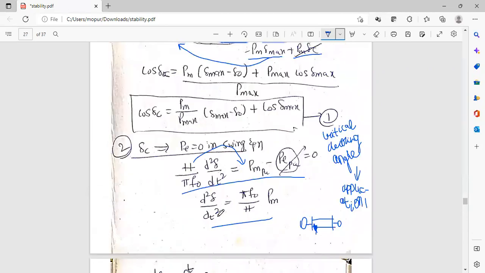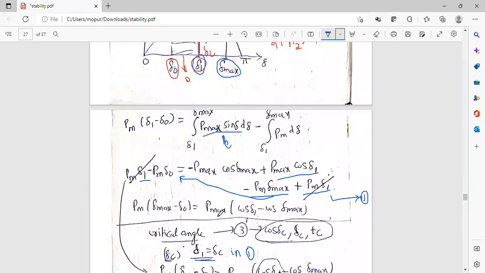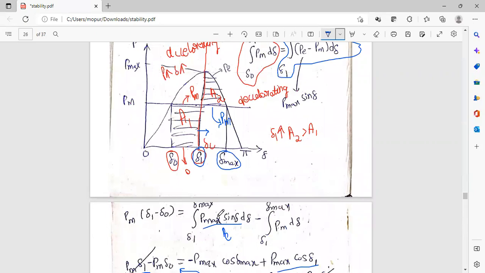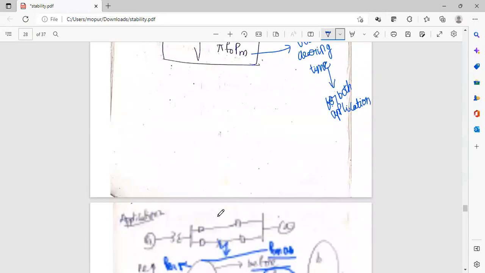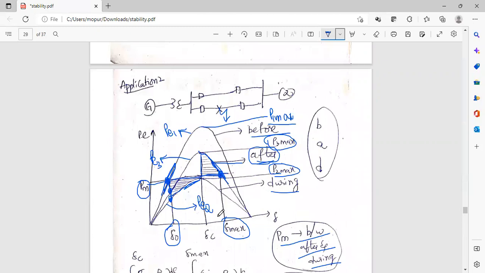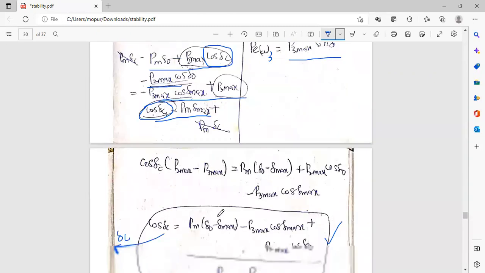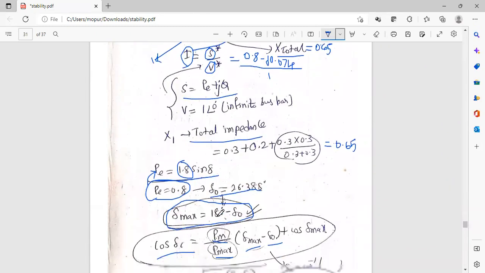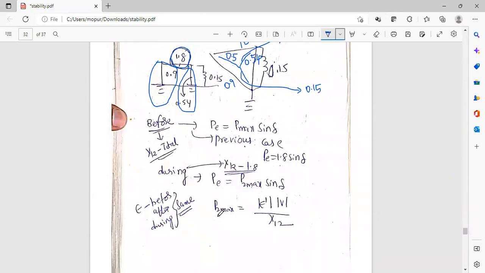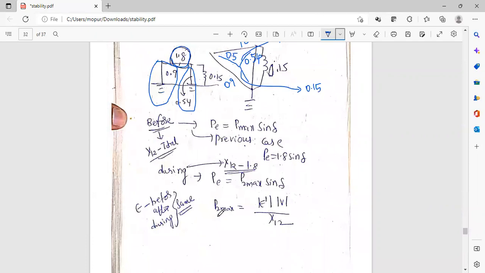See here, for application 1, we had discussed only one waveform. But when we are coming to application 2, we should discuss what is happening before the fault, after the fault, and during the fault. So for application 1, we had seen the generalized procedure. And coming on to application 2, we should see what is the before fault, after fault, and during fault.